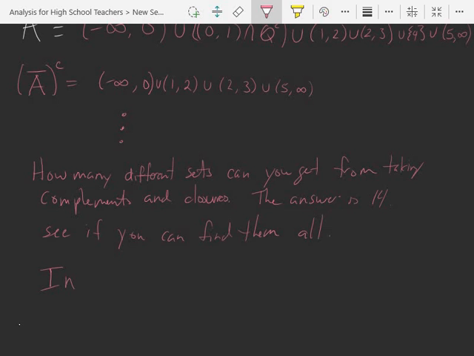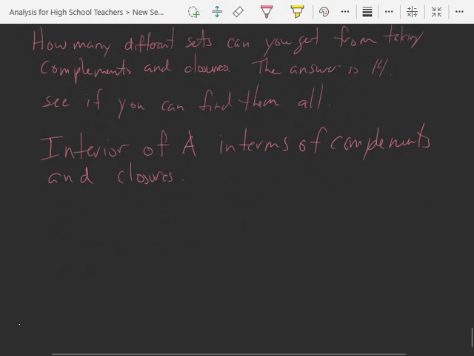The other part of that, I guess. What is the interior of A in terms of complements and closures? We'll write that as A with a little circle there. That would be A interior. So let's just do that real quick.